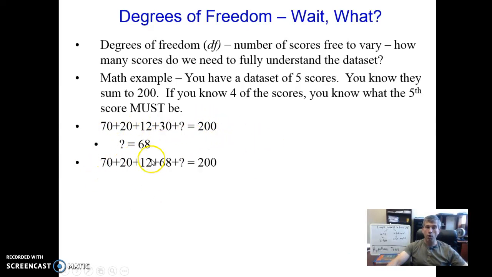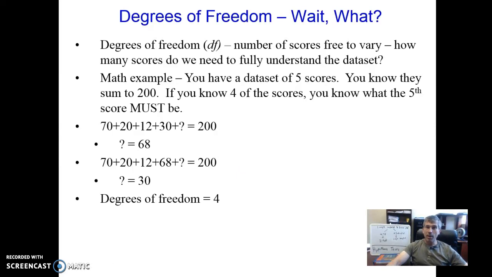And if you knew a different 4 out of the 5 scores, like we see here, now we know 68. Again, the 5th number becomes locked down. It must be 30, simply by subtracting. Until you know 4 out of 5 scores, you do not know what the remaining scores are exactly. But once you know any 4 out of 5, the 5th one becomes guaranteed. So we have 4 degrees of freedom here.